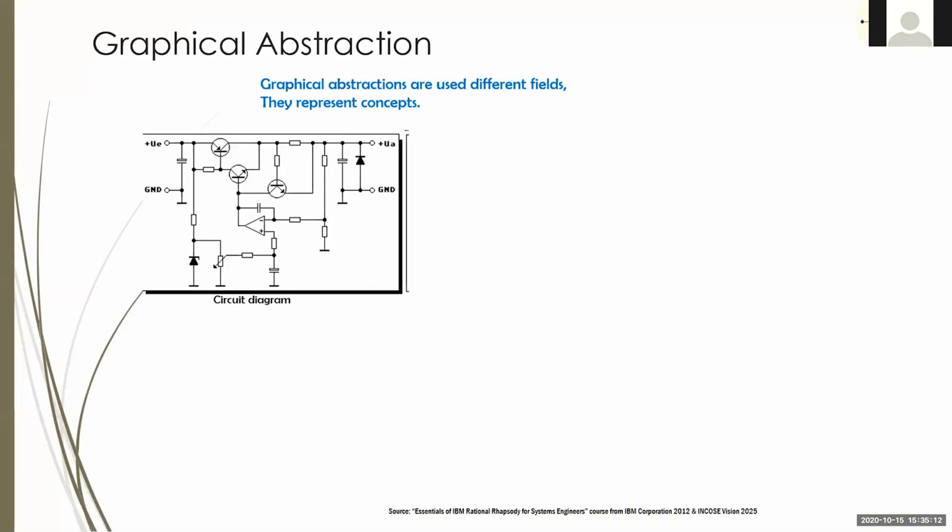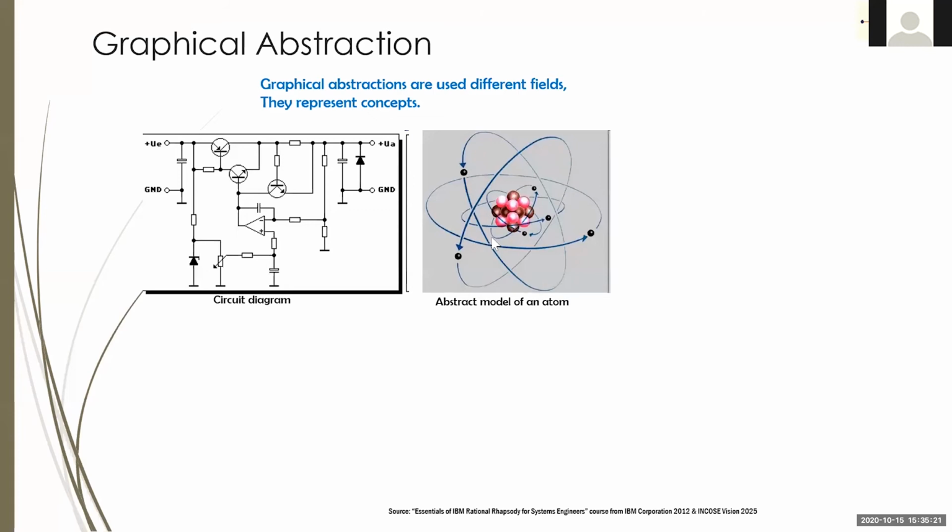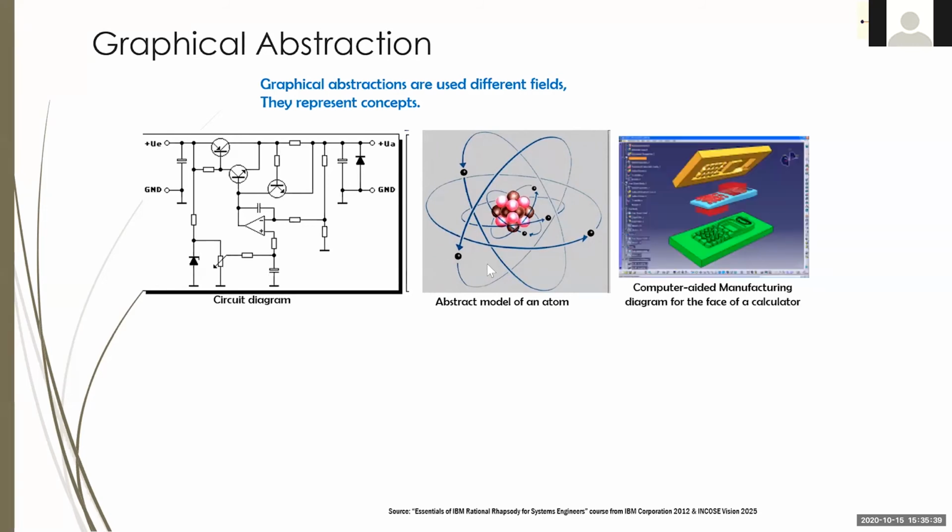Okay, so now let's continue. Talking about graphical abstraction, it really depends on the application domain that we are working in. In my case, I did a bachelor's in communications and electronics. So the one on the left is obvious, very easy to understand. But I'm not a chemist. So maybe the one in the middle, I'm not that familiar with, okay?